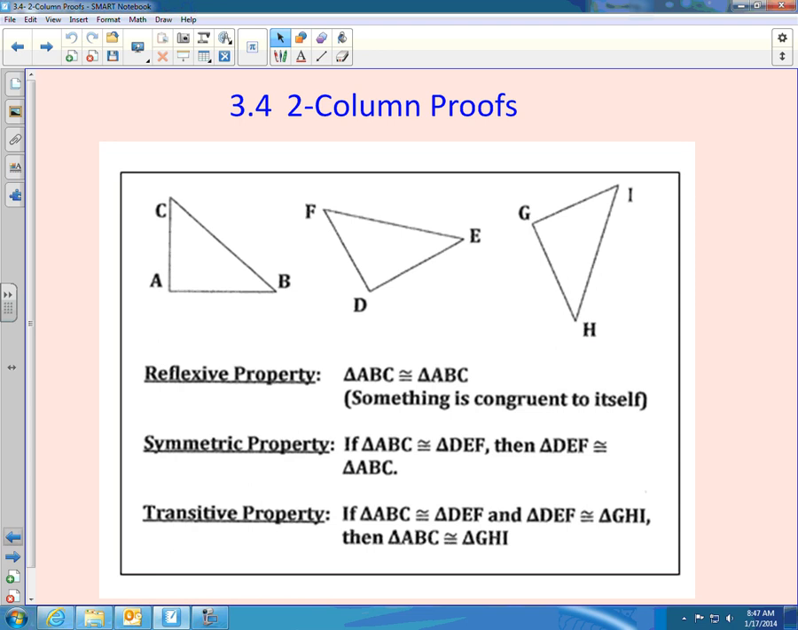And our transitive property: if triangle ABC is congruent to DEF, and triangle DEF is congruent to GHI, then triangle ABC is congruent to GHI. So that's saying if triangle 1 is congruent to triangle 2, and triangle 2 is congruent to 3, we can cut out the middleman of triangle 2 and say 1 is congruent to 3. So we will be using mostly our reflexive property here. And symmetric and transitive we'll use very rarely, but I just want you to see them and remember those.